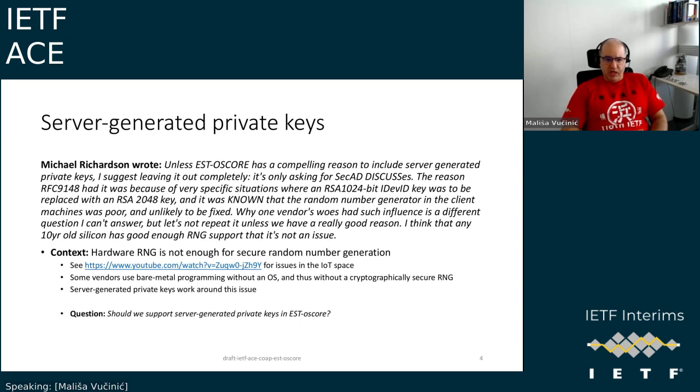And he's saying that the reason that 9148 had it was because of very specific situations where an RSA 1024-bit IDevID key was to be replaced with an RSA 2048 key, and it was known that the random number generator in the client machines was poor, etc. And essentially he's arguing that I think that any 10-year-old silicon has good enough RNG support that it's not an issue.